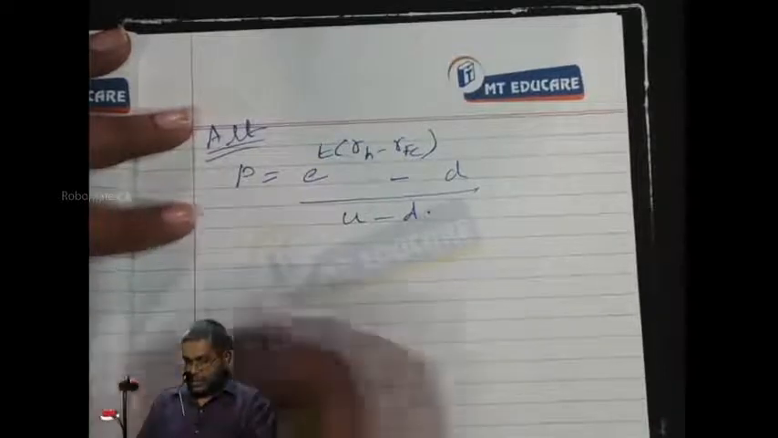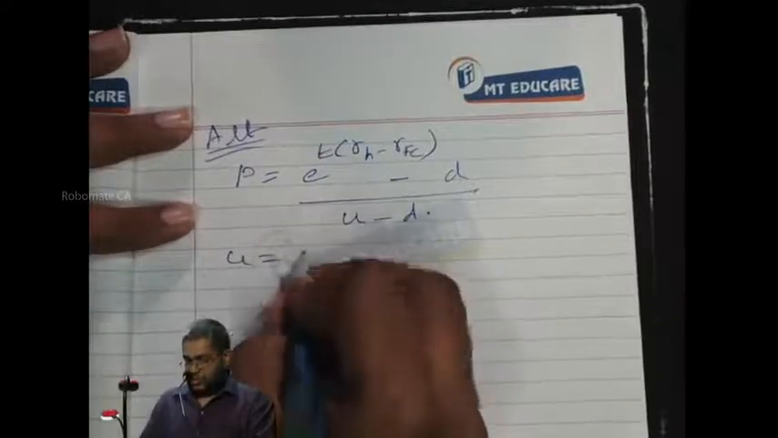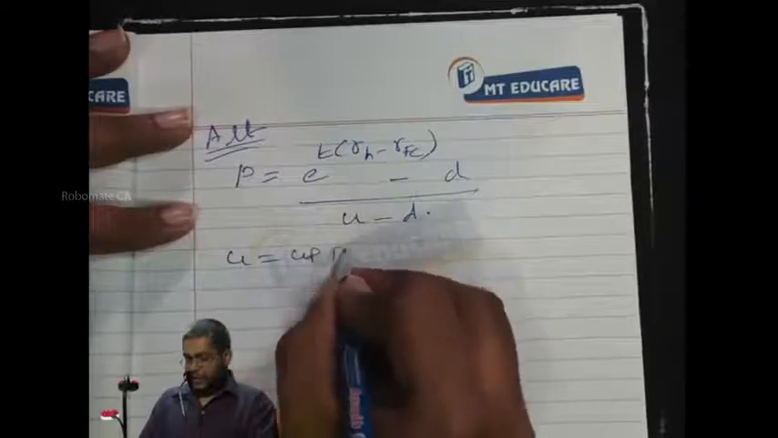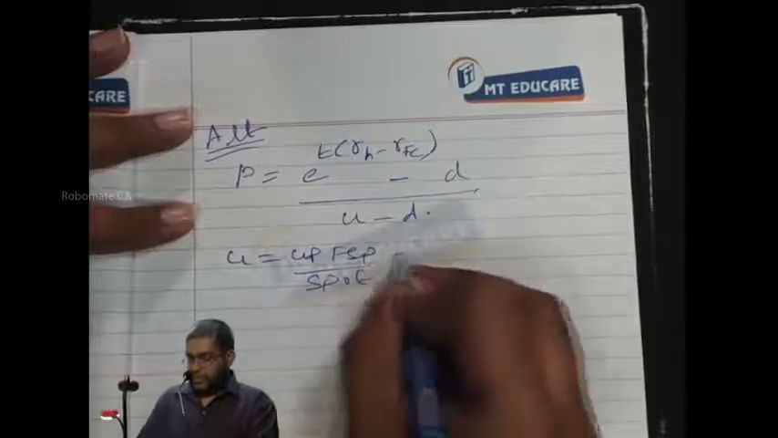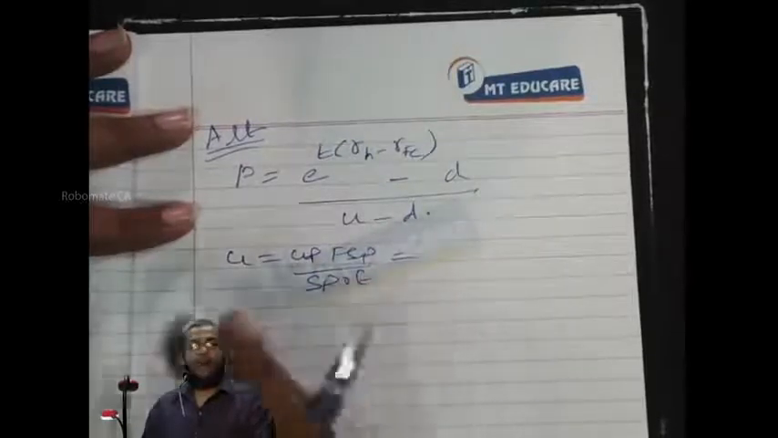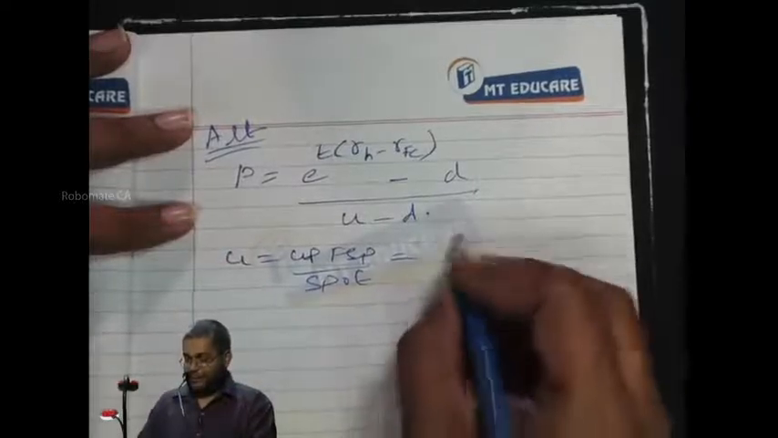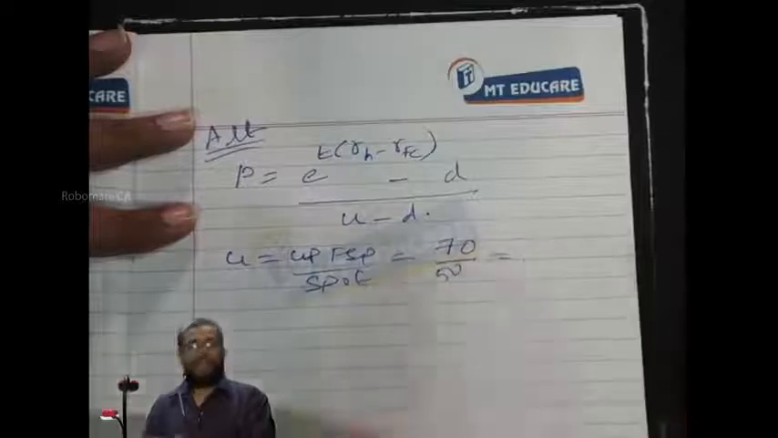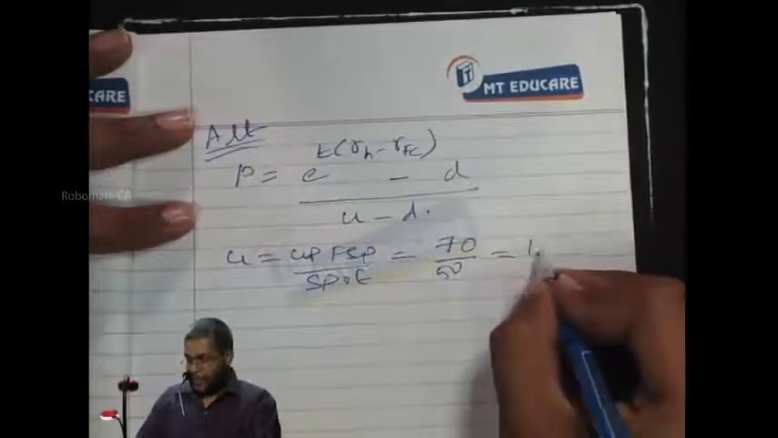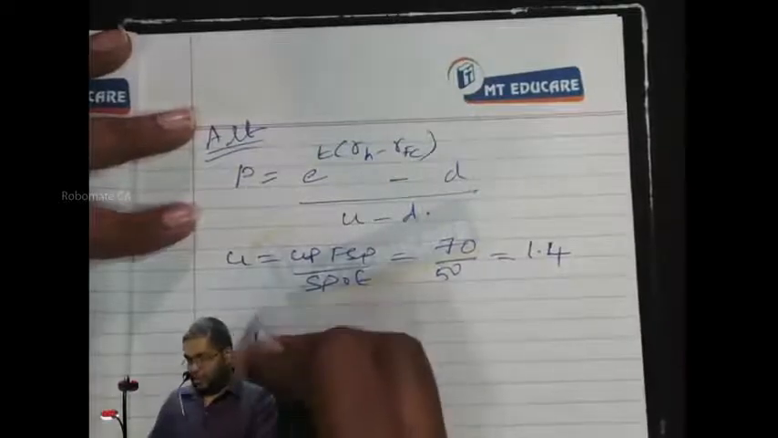In this problem, first, U is equal to what? Upper FSP divided by spot. Upper FSP divided by spot. What is the upper FSP? 70 divided by 50. Please, concentration. What is the number? 1.4. U is equal to 1.4.